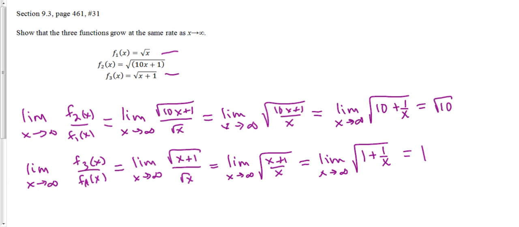I've already shown that f1 and f2 grow at the same rate. And transitivity tells me that if I have two functions that grow at the same rate, and one of those functions grows at the same rate as a third function, then f2 and f3 must also grow at the same rate. So this is telling me that all three functions grow at the same rate as x goes to infinity.